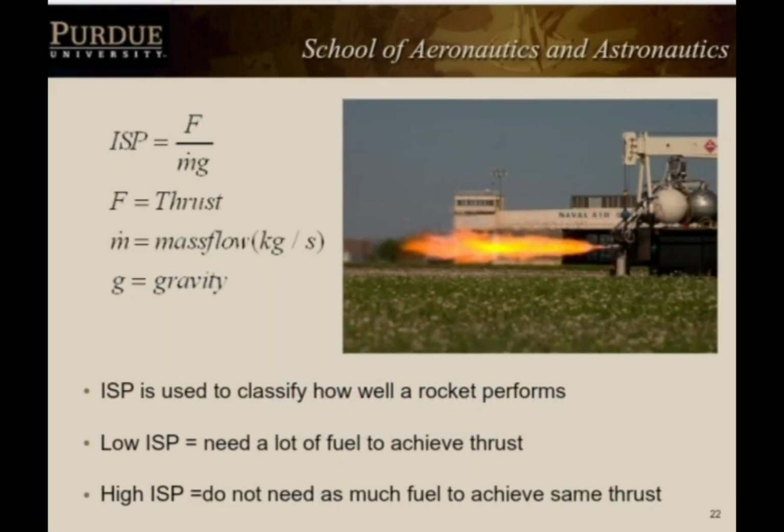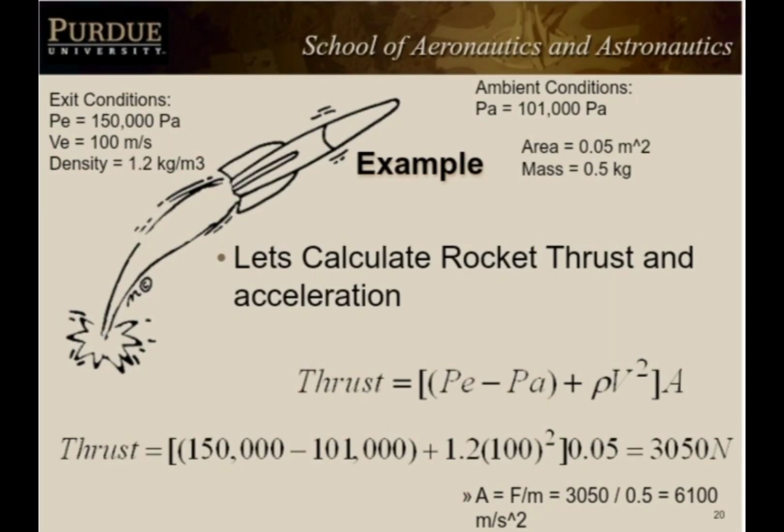And next is the specific impulse. It is used to classify how well a rocket performs. There are two types of specific impulse, the low and the high specific impulse. In a low specific impulse, it needs a lot of fuel to achieve the thrust, while in a high specific impulse, it does not need as much fuel to achieve the same thrust. It is calculated as specific impulse equals thrust divided by mass flow rate times gravity. And here is an example to calculate the rocket thrust and the acceleration.